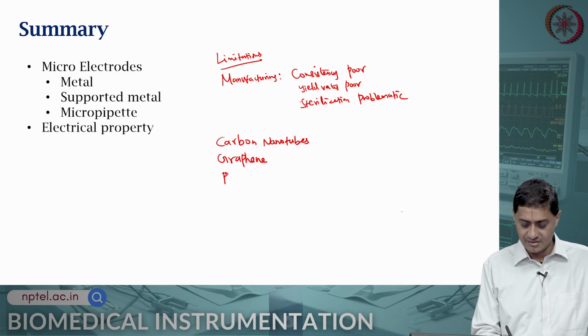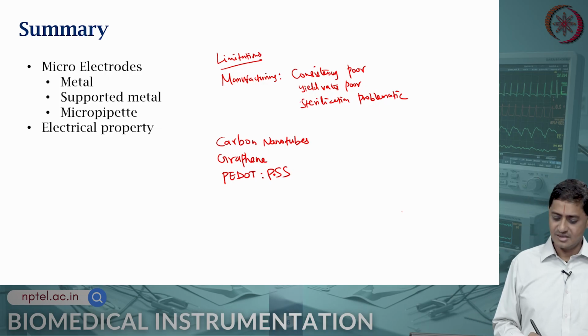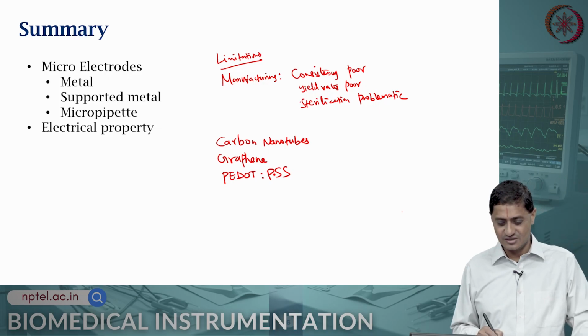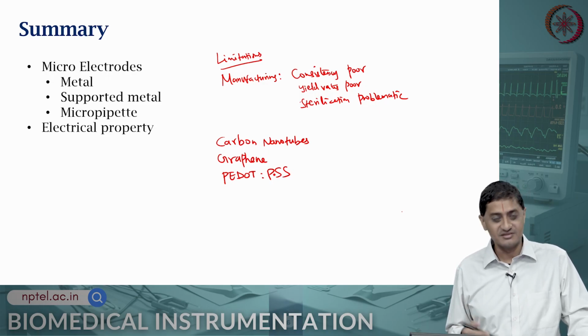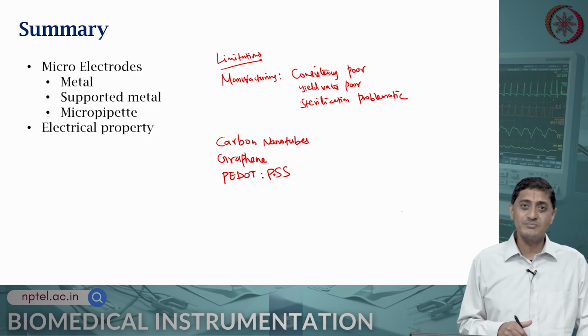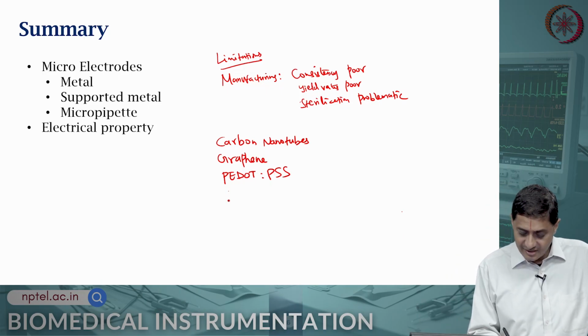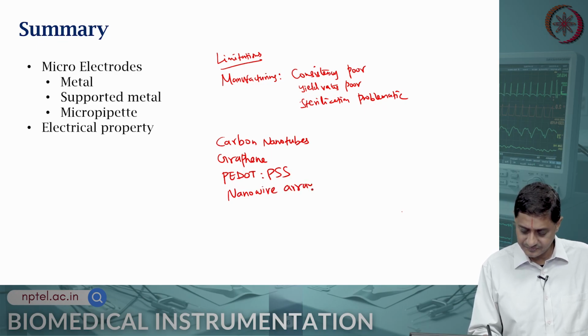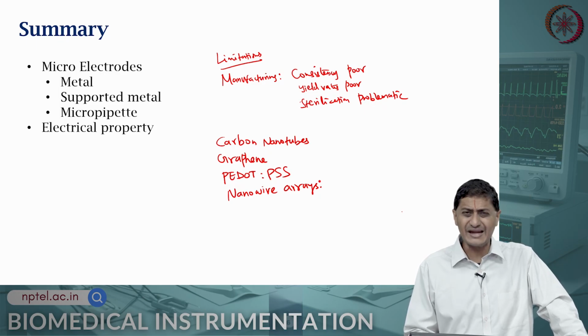then PEDOT-PSS based electrodes. What is this? It is a conductive polymer. Check what it is. For your own interest, use your own skills, Google or ChatGPT or whatever, and find out what these PEDOT-PSS based electrodes are. And nanowire based arrays. These are some of the topics that are coming up in the current and future.